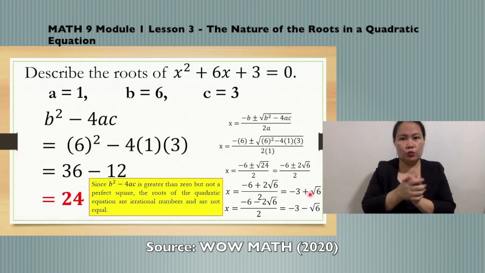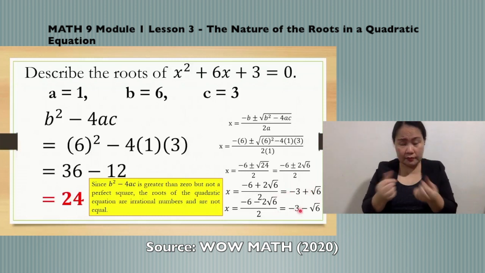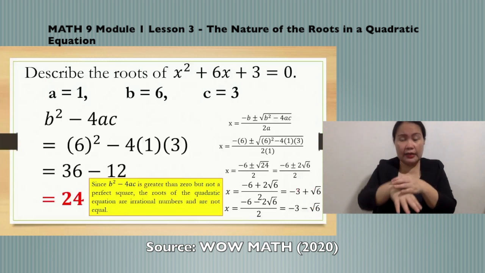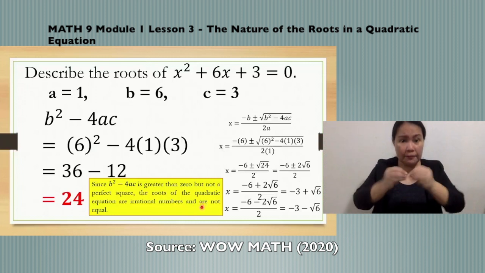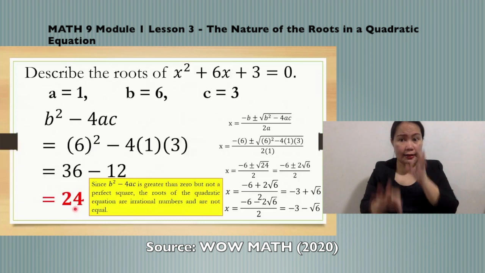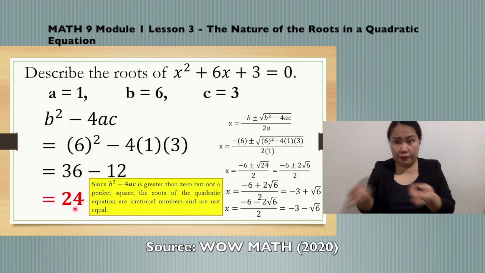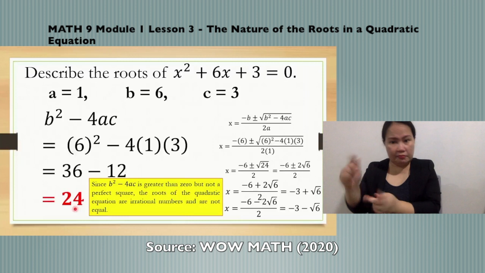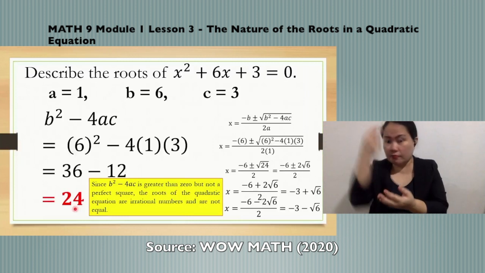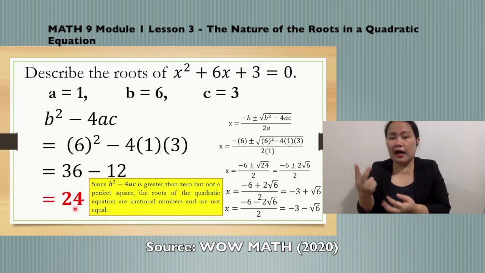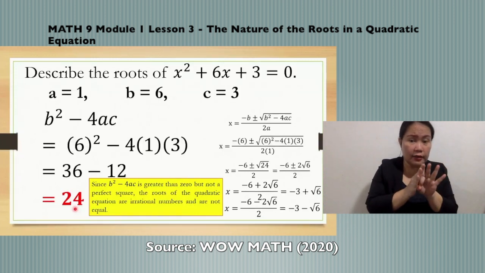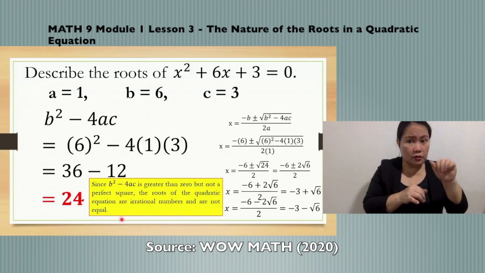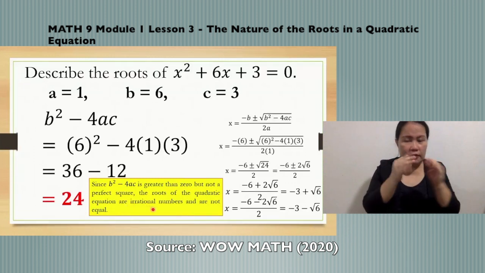Alright? So, as you can see, the resulting solutions or roots ay irrational numbers and it's not equal. Okay? So, always remember that if the result here in your discriminant is positive but not a perfect square, dyan mo malalaman, makikita mo kagad na, ang magiging solutions ko or roots kapag ginamit ko ang quadratic formula ay irrational numbers and they are not equal.